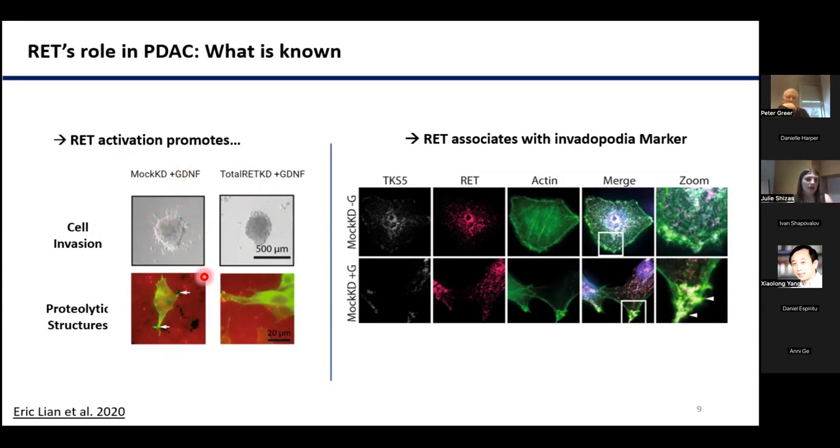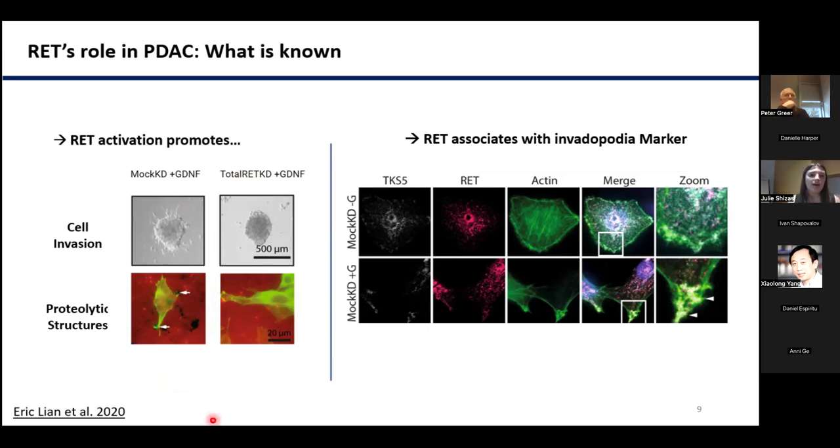We see a similar pattern when we look at the single cellular level with proteolytic structure formation. The darker patches here indicate where the cell was able to degrade collagen. And on the right, with the total RET knockdown, there are far fewer of these degraded areas compared to when RET is present and activated. So these proteolytic structures are actually termed invadopodia.